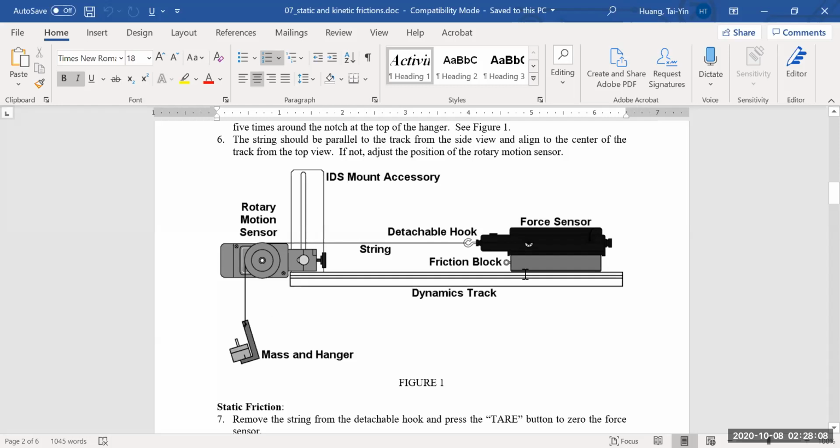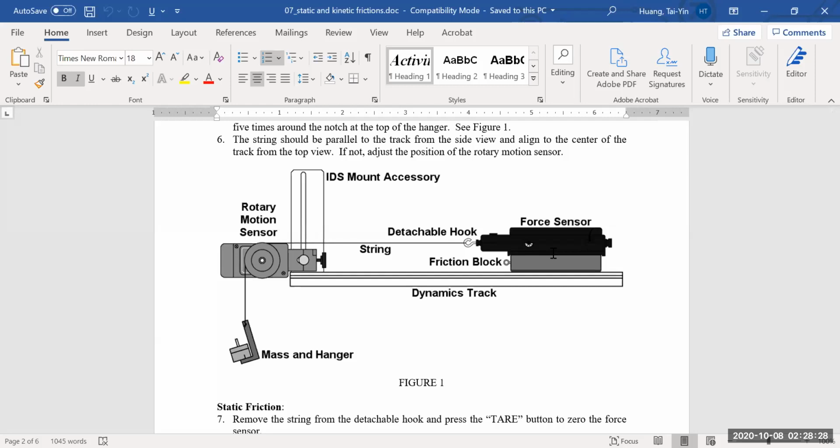To ensure that you have good data to work with, you want to make sure that the track is leveled. You also want to make sure that the string is parallel to the tabletop. And then we're going to follow the same procedure whenever you are dealing with a force sensor. That is, you need to zero the sensor before you take the measurement.